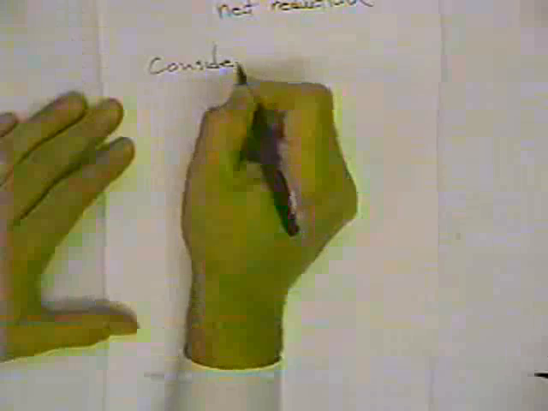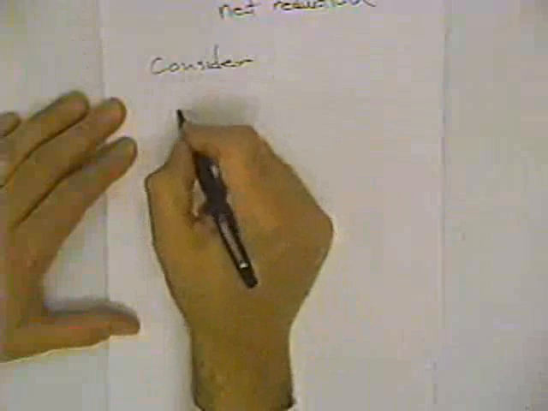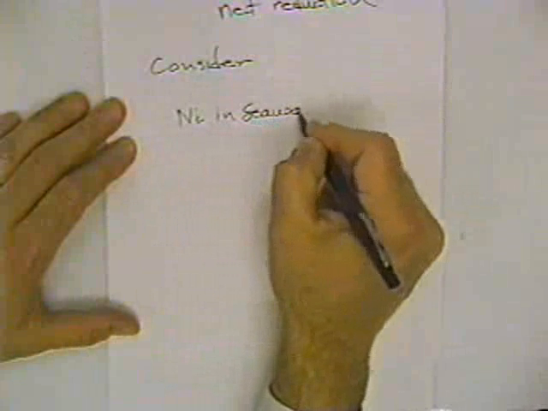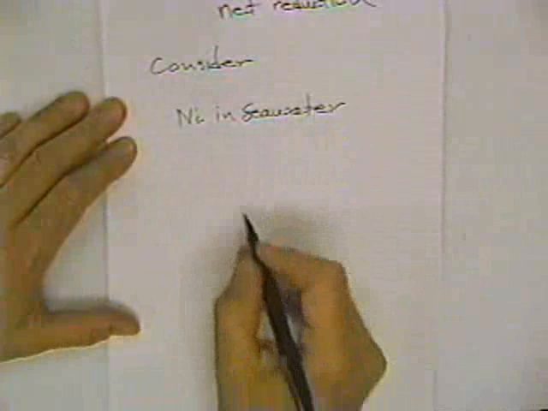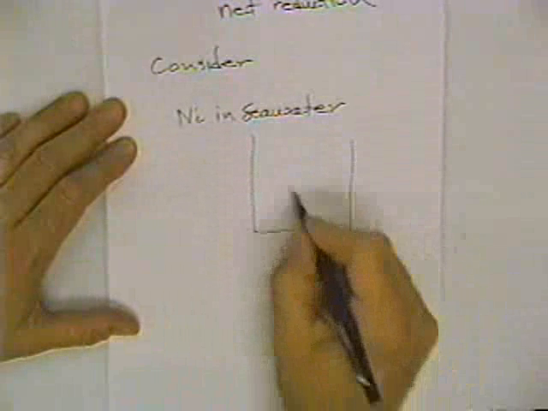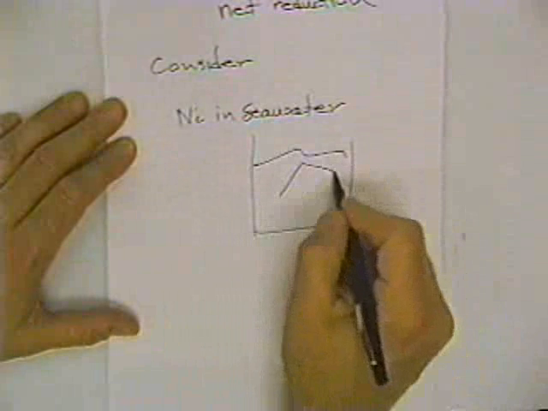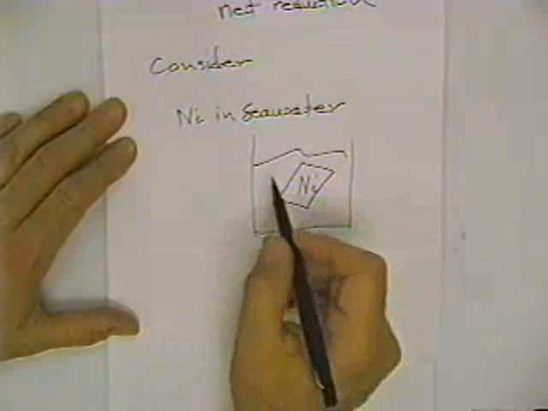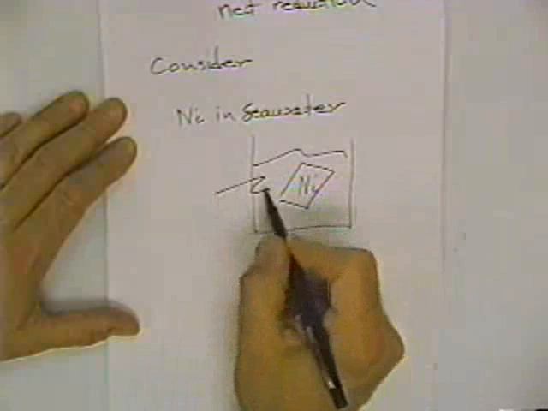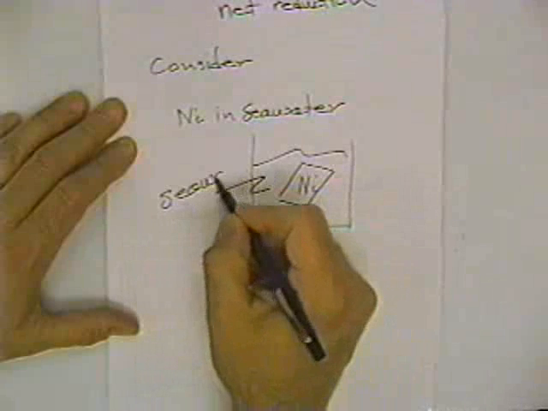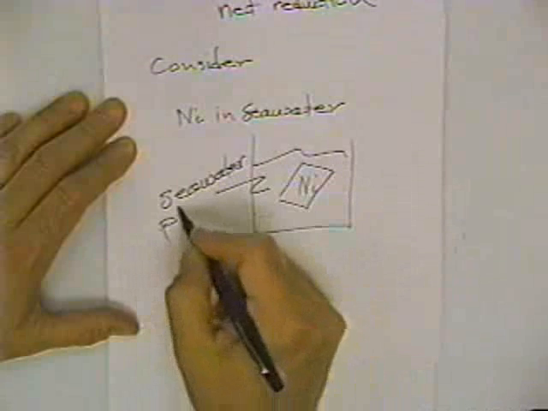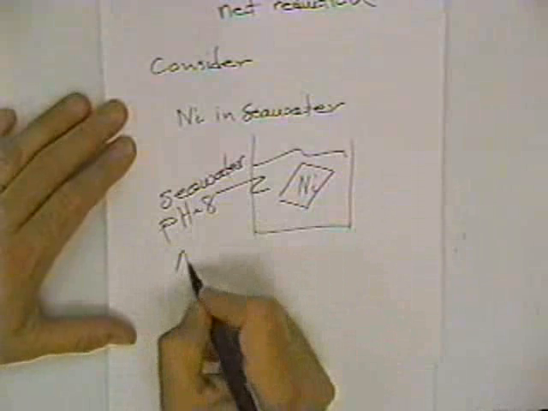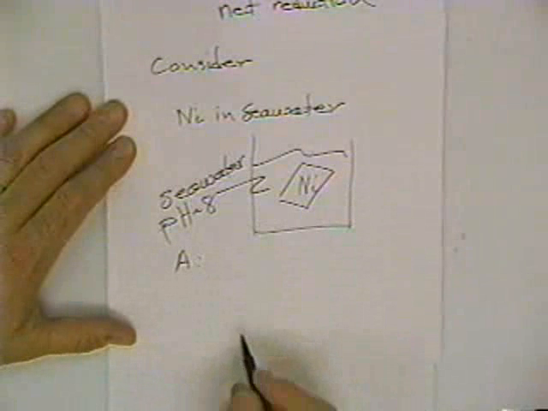Consider nickel in seawater. So I like to draw a little picture of myself. Put a piece of nickel in there. And this is seawater. The pH is about 8. So the anodic reaction would be what?